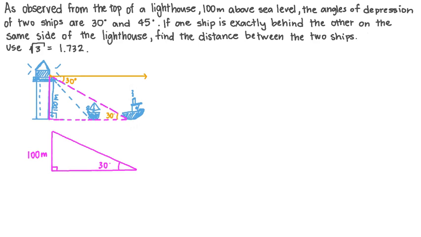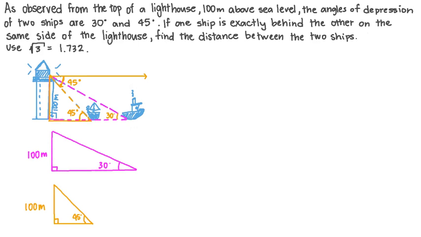For our second right triangle, we follow the same procedure. This time we have a 45-degree angle of depression. We can label the interior angle by the closer boat, 45 degrees as well. These are alternate interior angles. And here we've created our second right triangle.